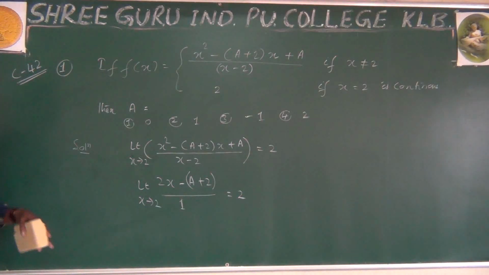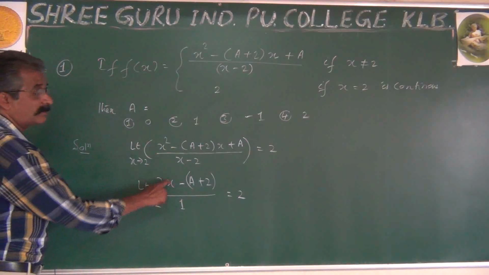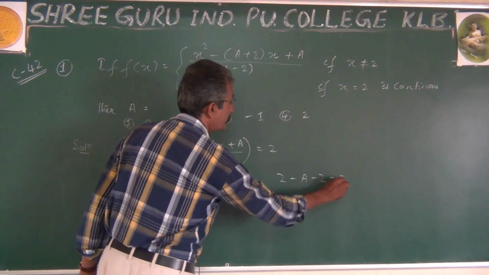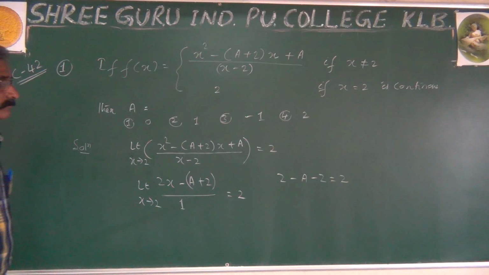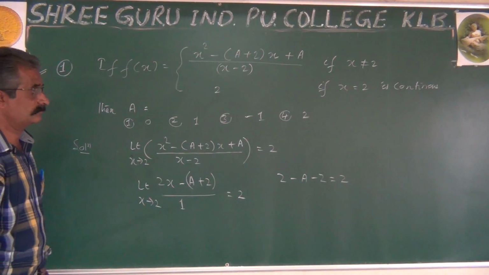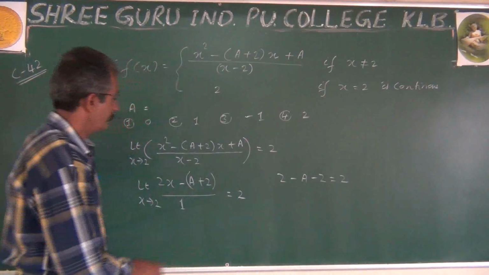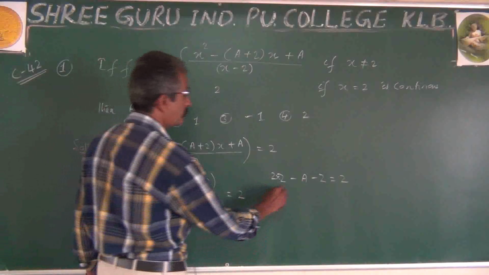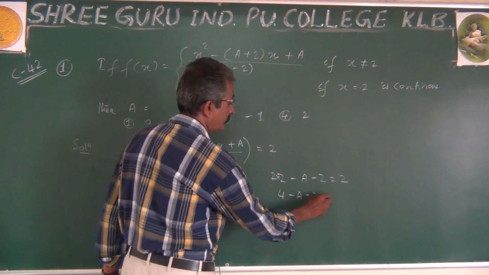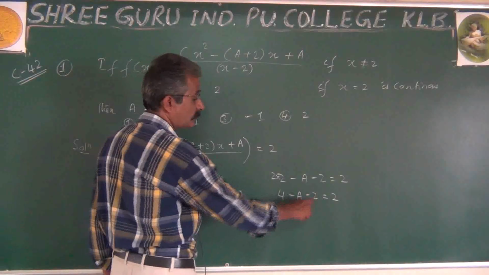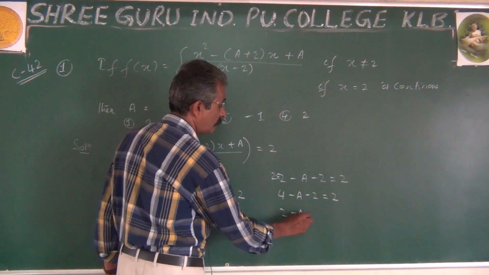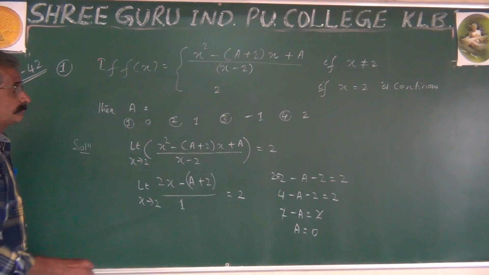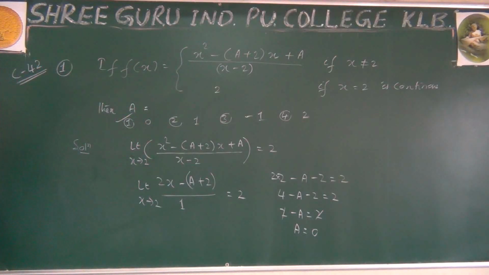Now replace x by 2 because we will not get 0 by 0 form. On replacing x by 2 here, 2 into 2 is 4, 4 minus a minus 2 is equal to 2, or 4 minus 2 is 2, so 2 minus a equal to 2. 2 cancels, hence a equal to 0. So you will have the first option as the correct one.